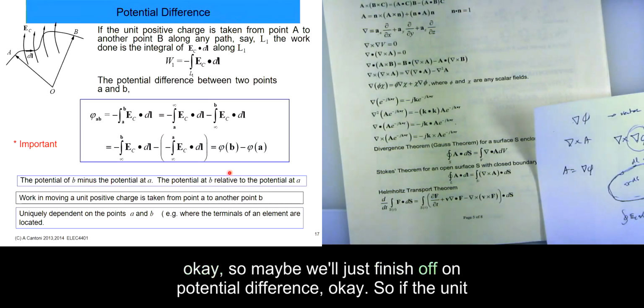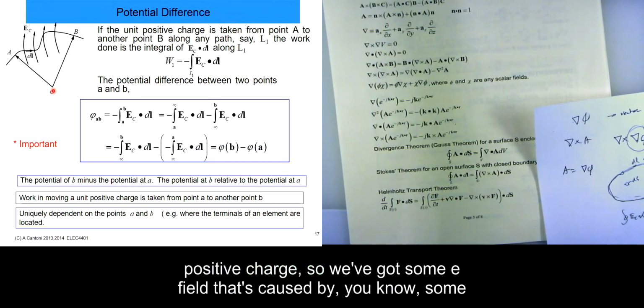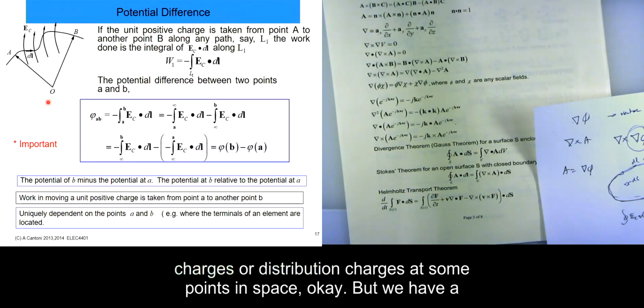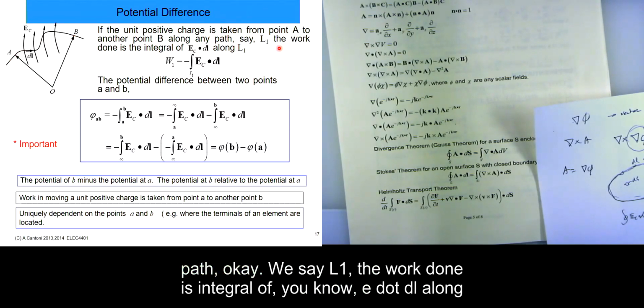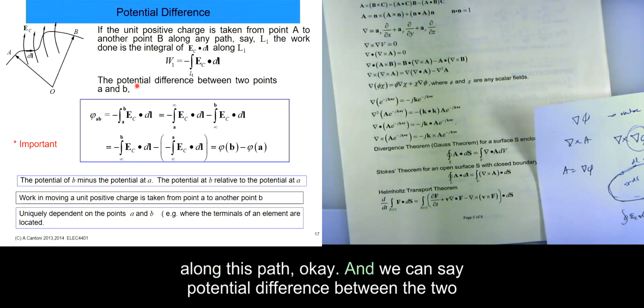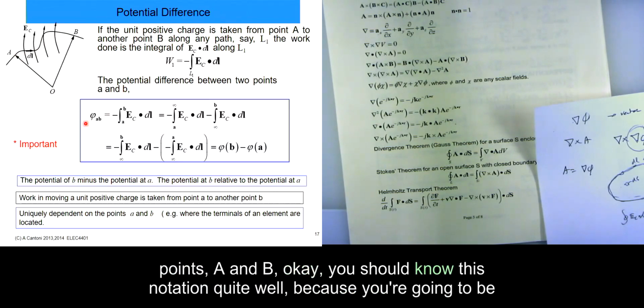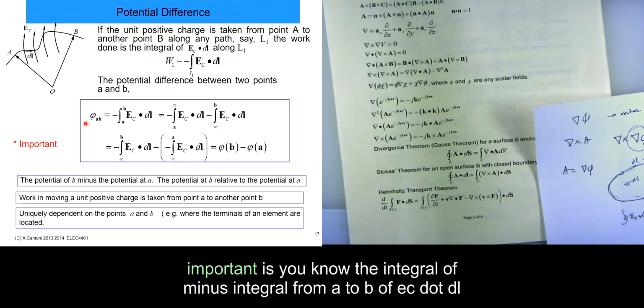So maybe we'll just finish off on potential difference, okay? We've got some E field that's caused by some charges or distribution of charges at some points in space, but we have a unit test positive charge. And we take it from point A to point B along any path, say L1. The work done is the integral of E dot dl along this path, okay, and we can define the potential difference between the two points A and B. You should know this notation quite well because it's going to be important.